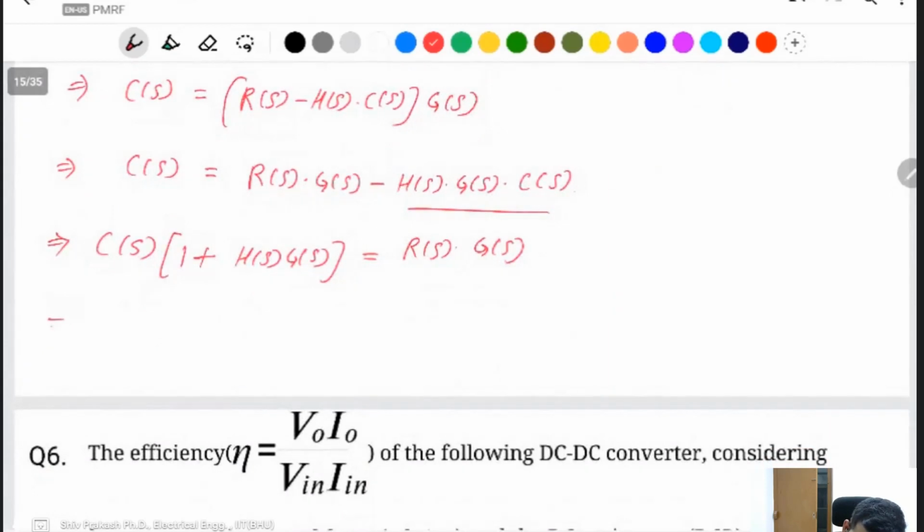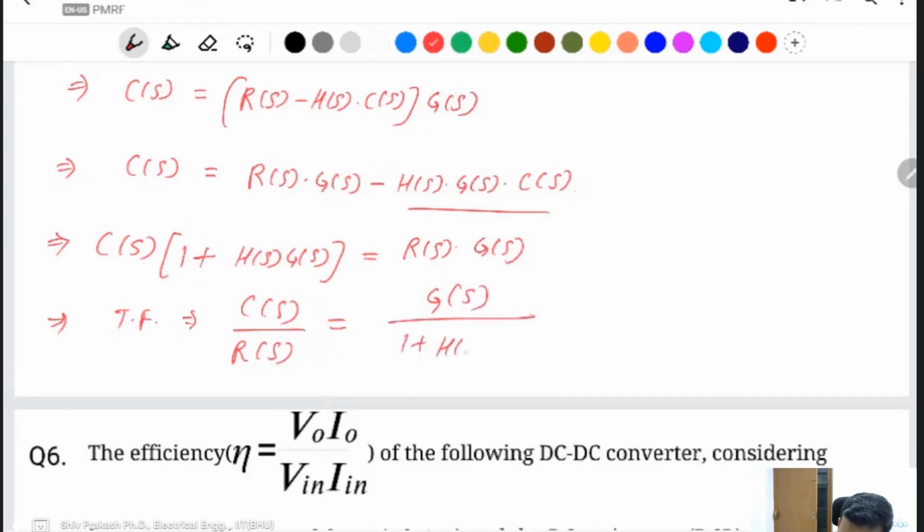Then what is the transfer function? Transfer function is equal to output C(S) divided by input R(S). C(S) divided by R(S), and what will we find? Finally, G(S) divided by 1 plus H(S) into G(S).